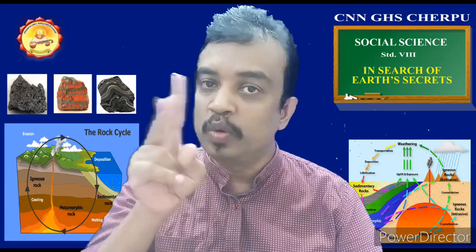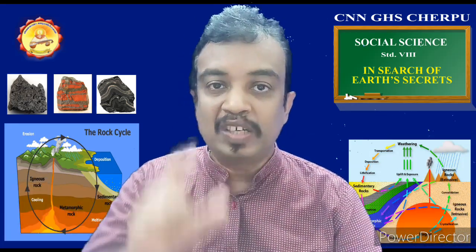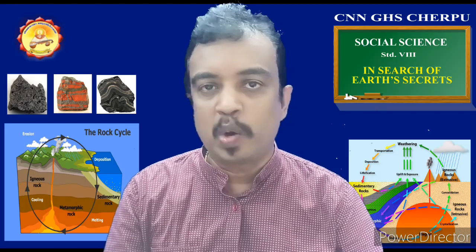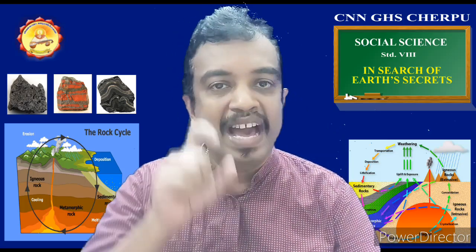Next one is the topography of a place and the parent rock. Those are the two other factors that influence the formation of soil. The topography means the nature of the land. It may be a slope region, or a hilly region, or a plain region. Weathering will occur according to the topography of a place. That topography also influences the formation of soil.